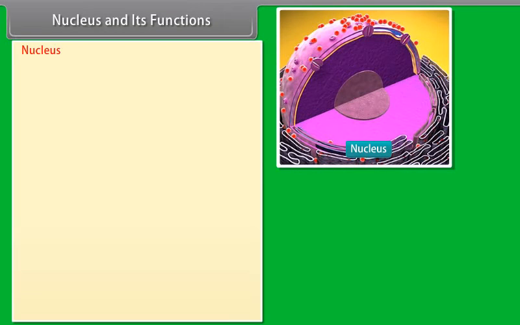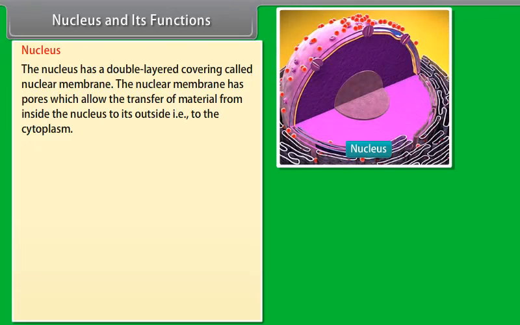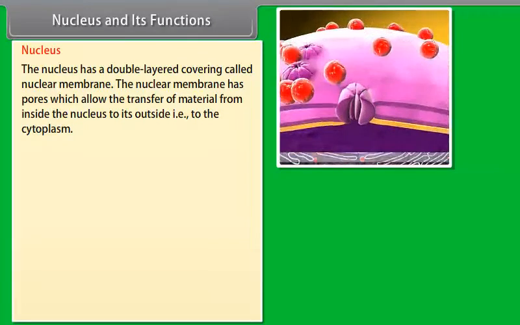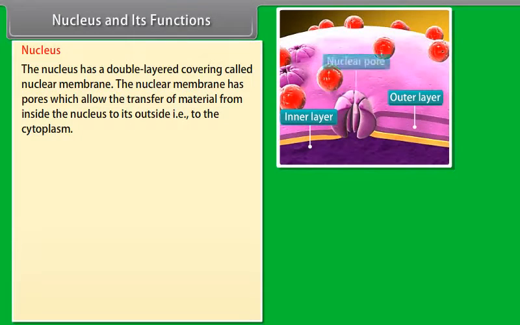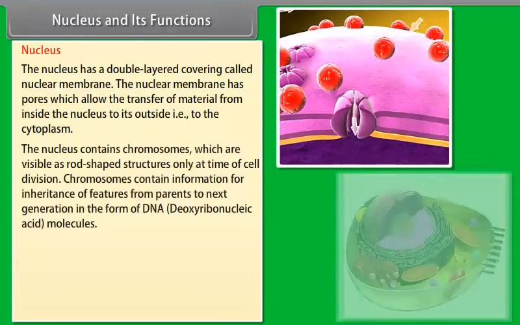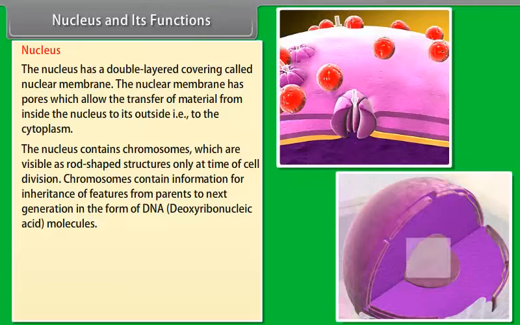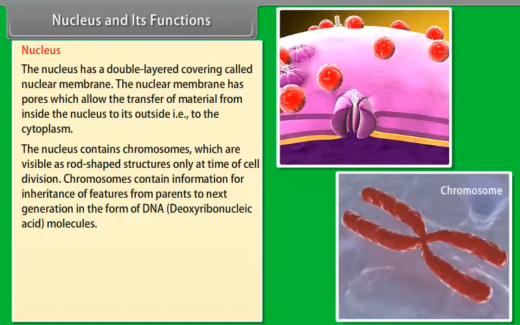Nucleus and its functions. Nucleus. The nucleus has a double-layered covering called nuclear membrane. The nuclear membrane has pores which allow the transfer of material from inside the nucleus to its outside, that is, to the cytoplasm. The nucleus contains chromosomes, which are visible as rod-shaped structures only at time of cell division.